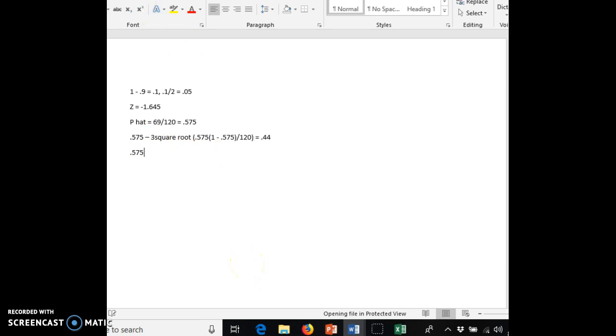And then we need to check the opposite computation. 0.575 plus 3 times the square root of 0.575, 1 minus 0.575, divided by 120. And that ends up being 0.71. So both of those values are between 0 and 1, so we can go on with our confidence interval.